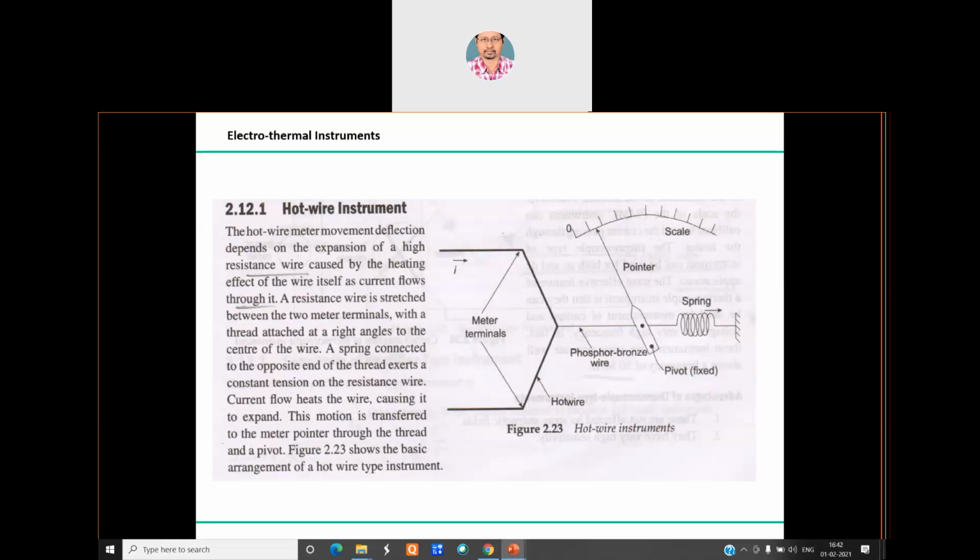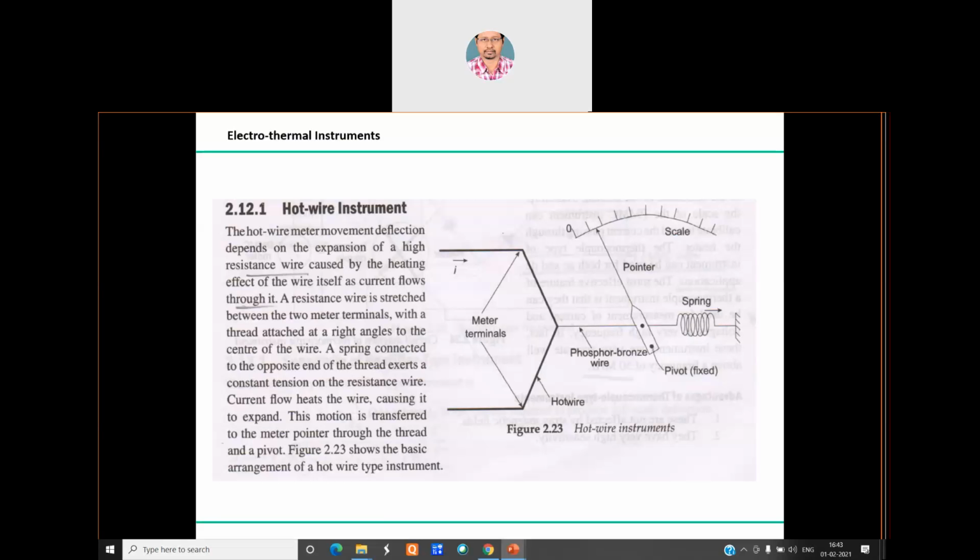This hot wire, because of this hot wire, what will happen? The expansion of the resistance will cause the heating effect. And why does it happen? Because of the flow of the current. So if the magnitude of the current is increasing, it will create more force. That means the phosphorus bronze wire will experience more force, more tension over the spring, and therefore it allows the pointer to move from, let's say, left to right, to the higher scale, to achieve the full scale deflection. And if the magnitude of current is decreasing, then it reverts towards the negative direction.